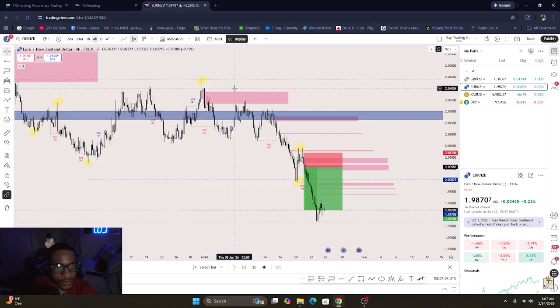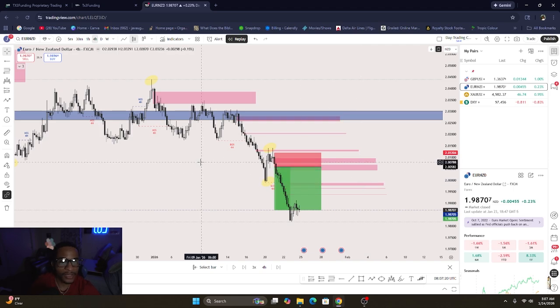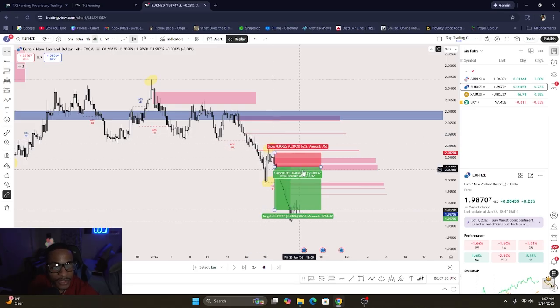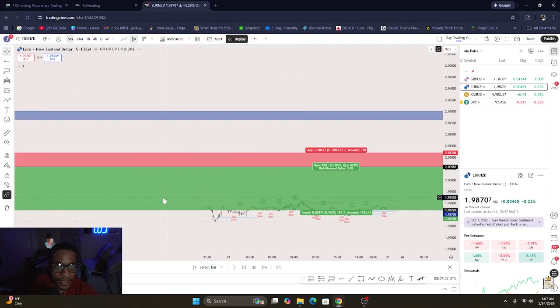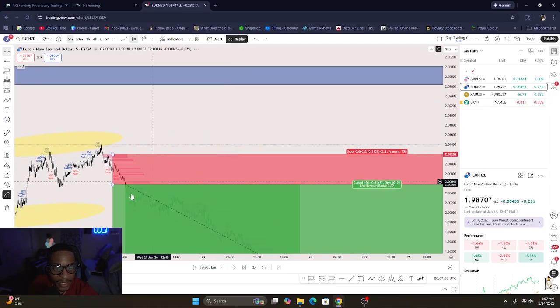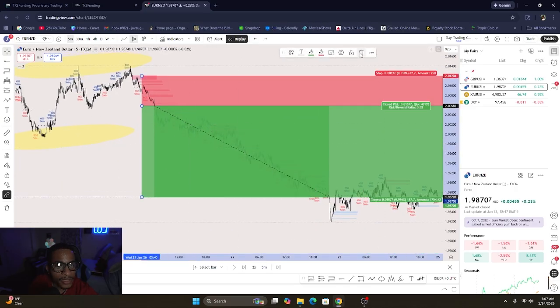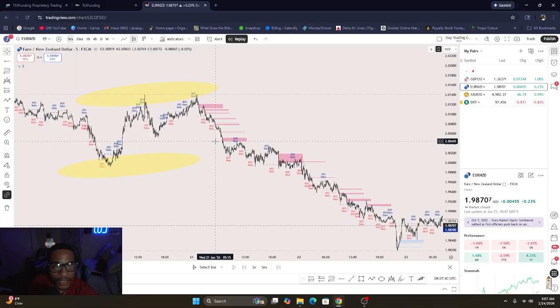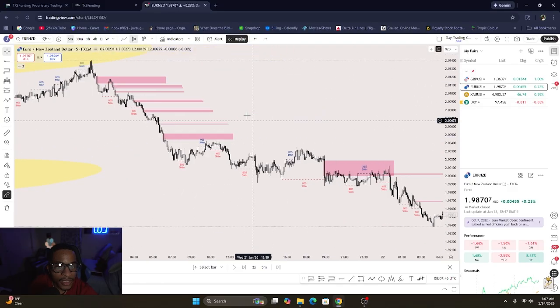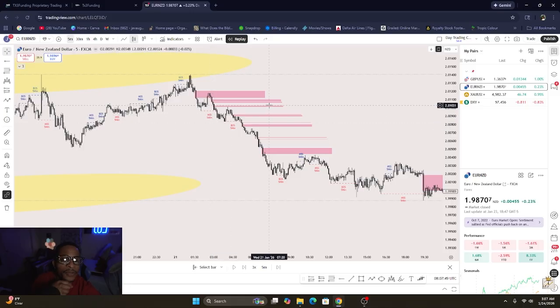So it gave us the impulse, the correction, then it came down right here, took out this low, and then what did price do? It gave us another correction. Remember, these yellow dots are my swing highs and my swing lows. So I saw that price corrected right here into a fair value gap, and it rejected the fair value gap twice. So I went down to the 5-minute chart, and I saw this market structure shift and break of structure. Let me zoom in for you guys. So this market structure shift and break of structure.